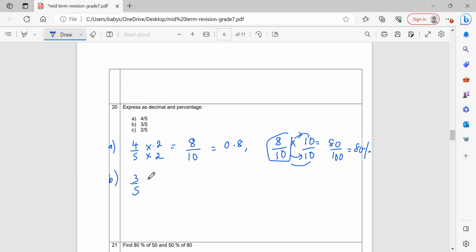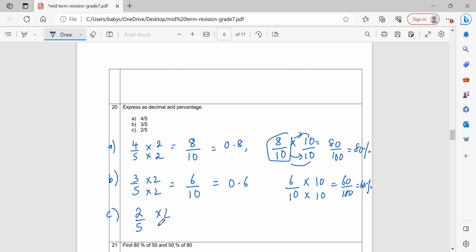Then 3 upon 5. Same logic. 3 into 2, 5 into 2 gives me 6 upon 10, which is 0.6 as a decimal. And 6 upon 10, you can multiply numerator and denominator by 10 so that you get 60 upon 100, which is 60%. Next is 2 upon 5. Again, multiply numerator and denominator by 2, you will get 4 upon 10. 4 divided by 10 is 0.4 in decimal. And if you want denominator 100, we are going to multiply numerator and denominator by 10. 40 by 100, which is 40%.